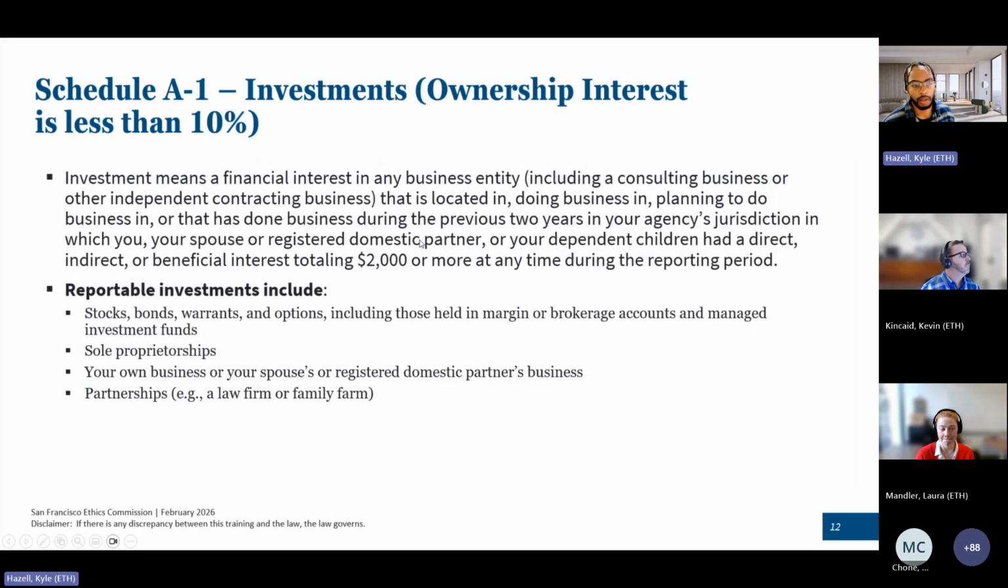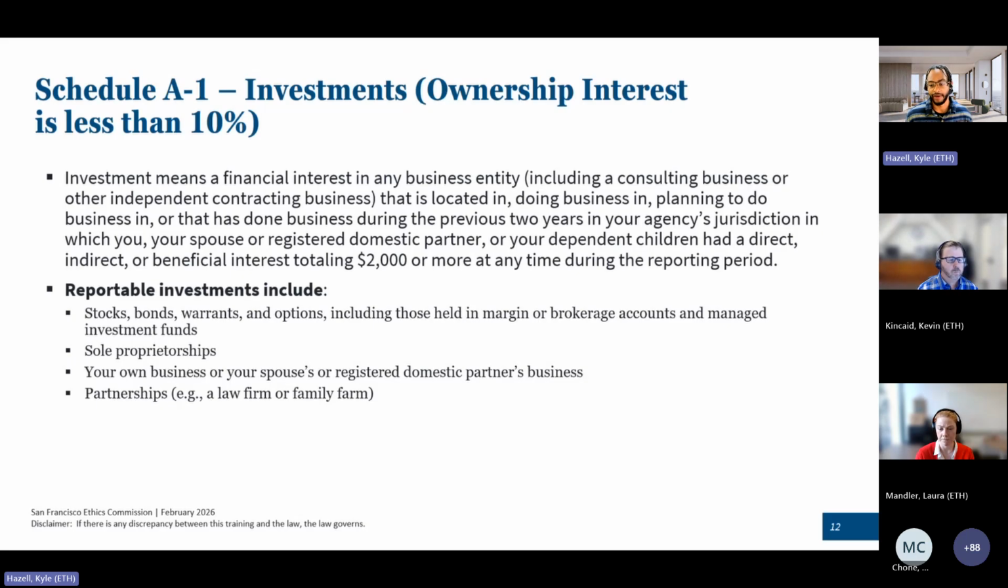Cool. Okay, so I'm going to walk us through the first few schedules of the Form 700, starting with Schedule A1, which covers certain types of investments. So Schedule A1 focuses on investments where the ownership interest is less than 10%. The key thing to remember here is that this schedule is about financial interests in business entities.